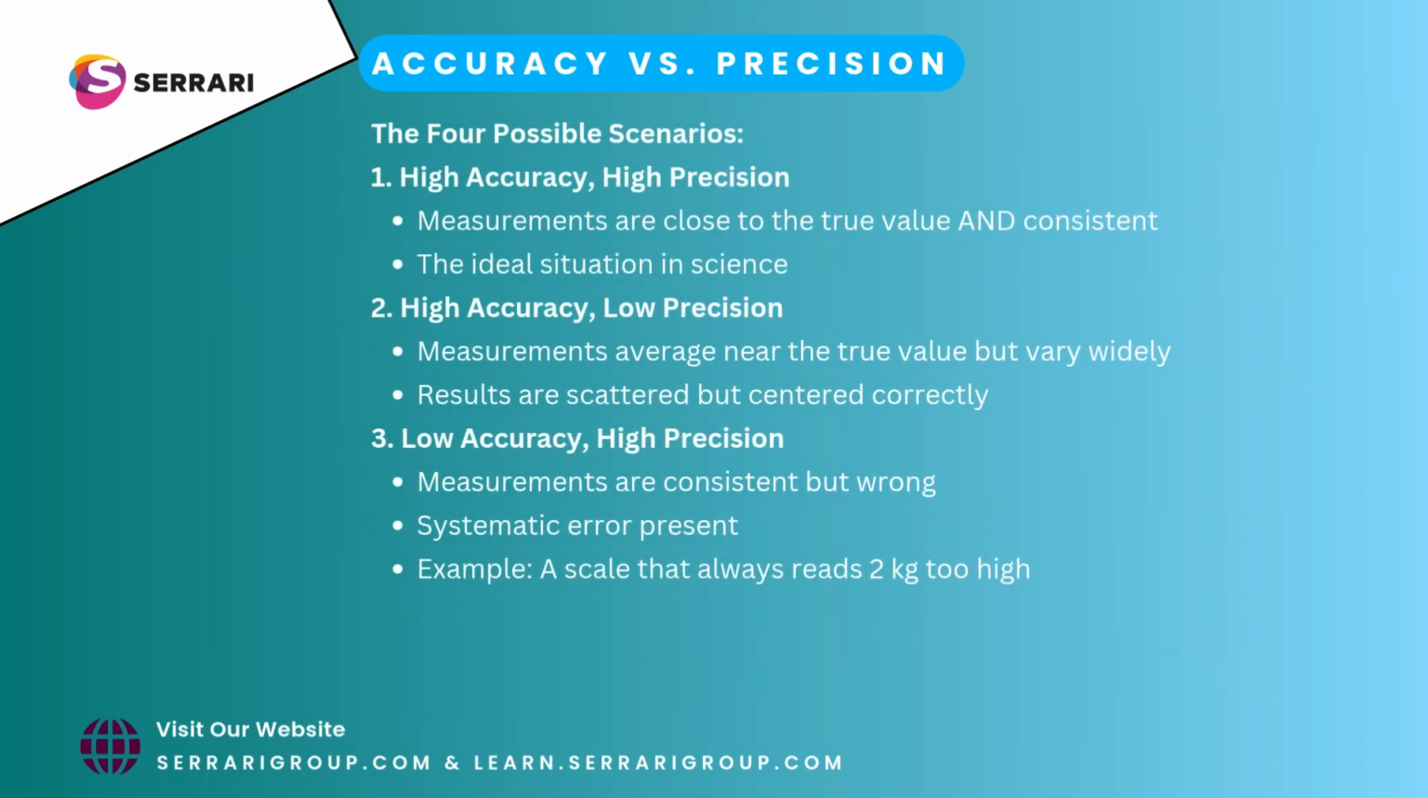The 4 possible scenarios. 1. High accuracy, high precision. Measurements are close to the true value and consistent. The ideal situation in science.